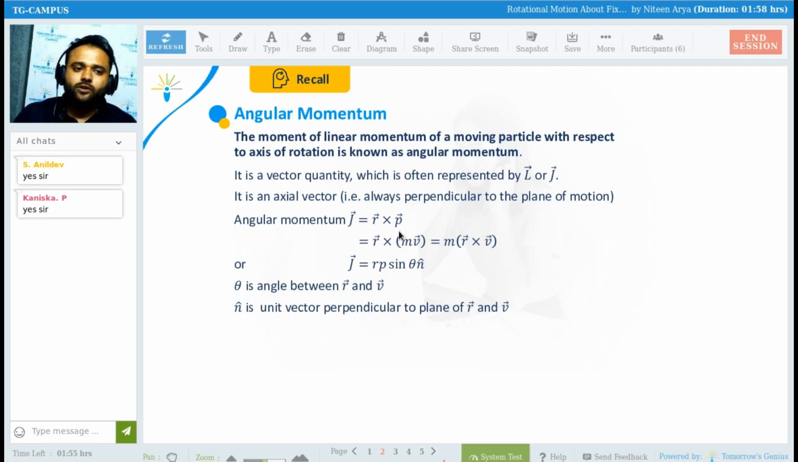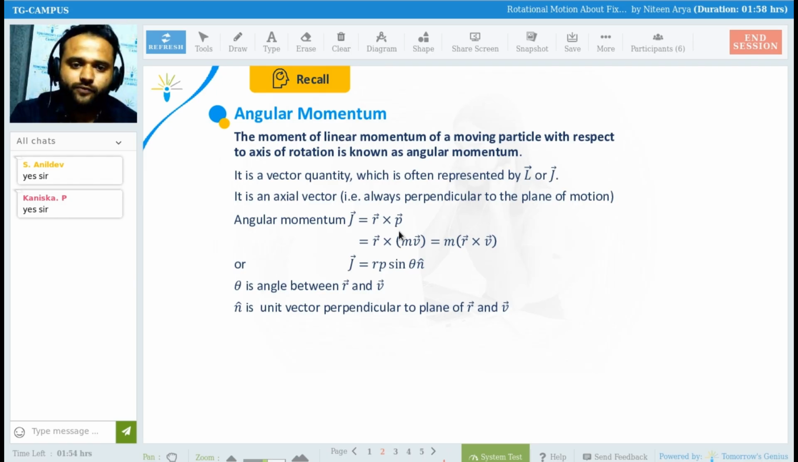This is going to be your important lecture. In this particular lecture, we are going to discuss the rolling, or you can say kinetic energy of a rotational motion. Is this clear, everyone? Okay, so let's start.